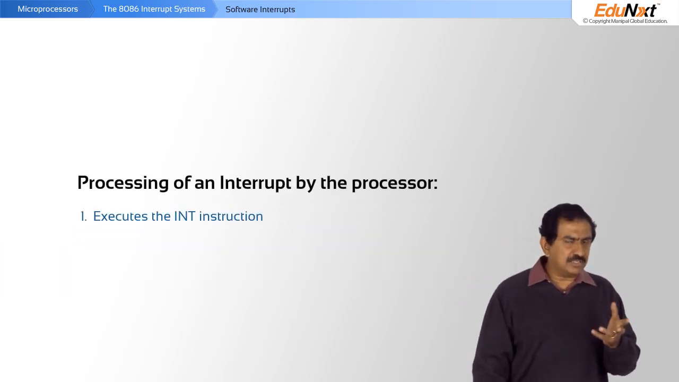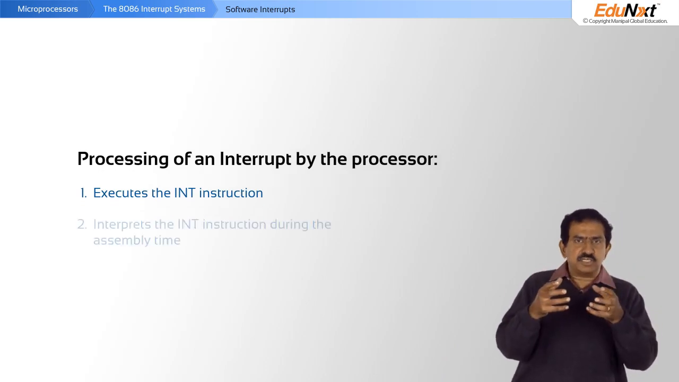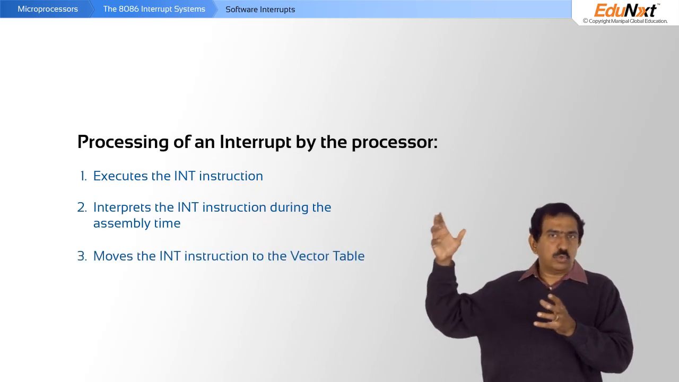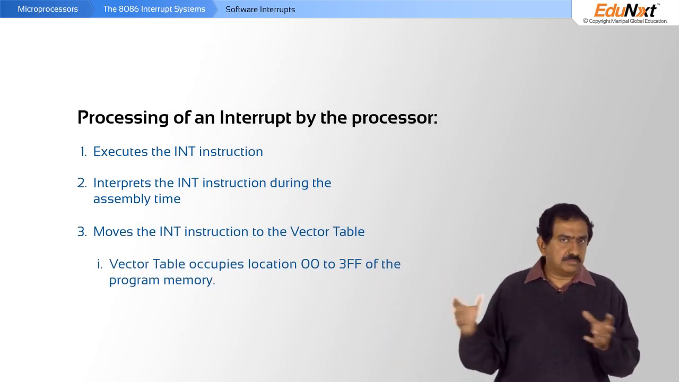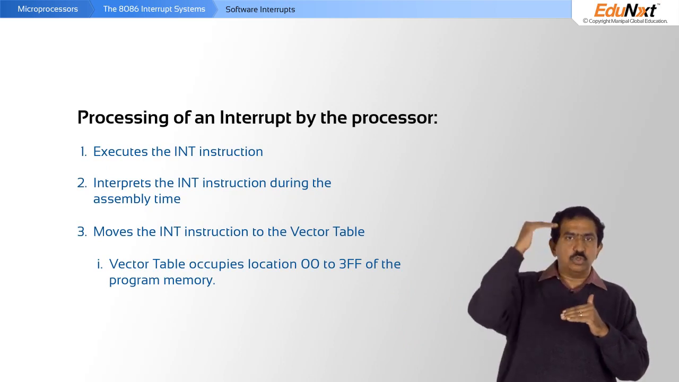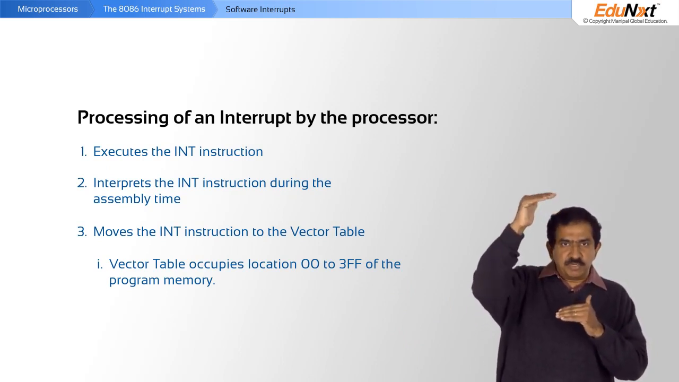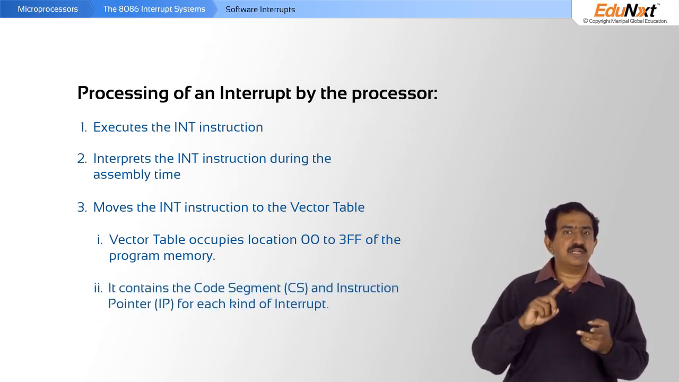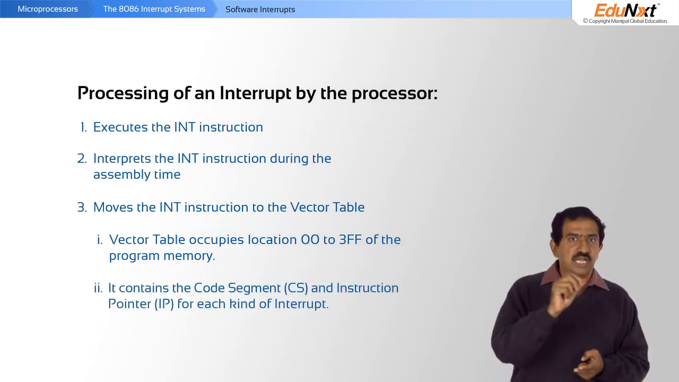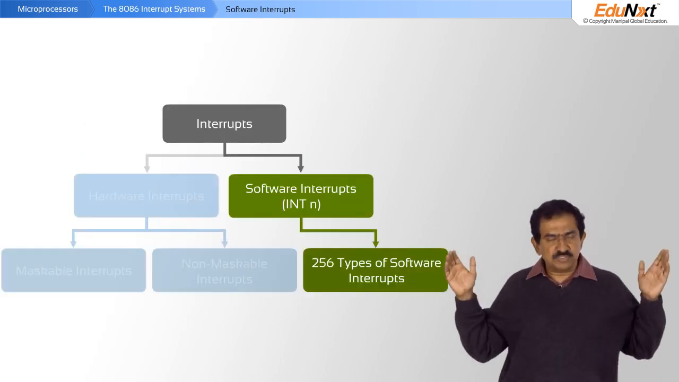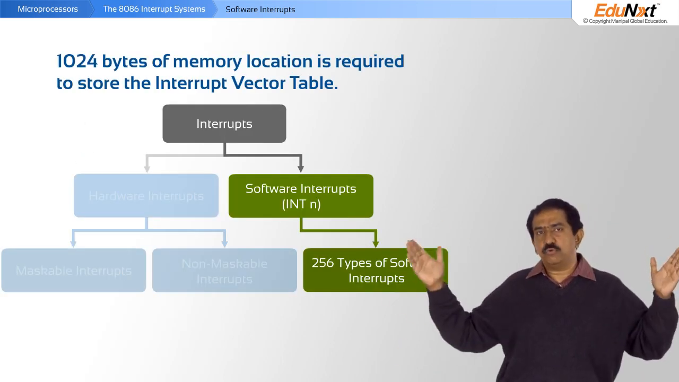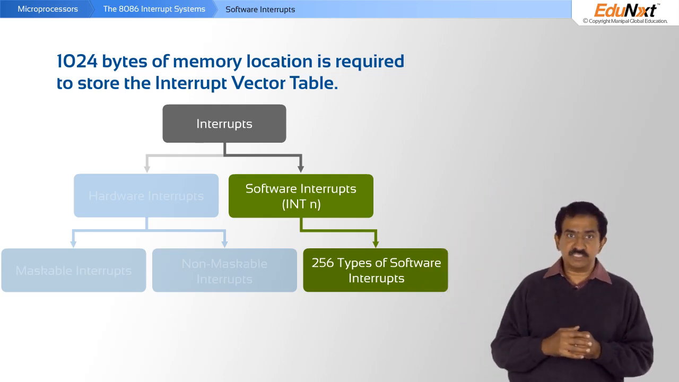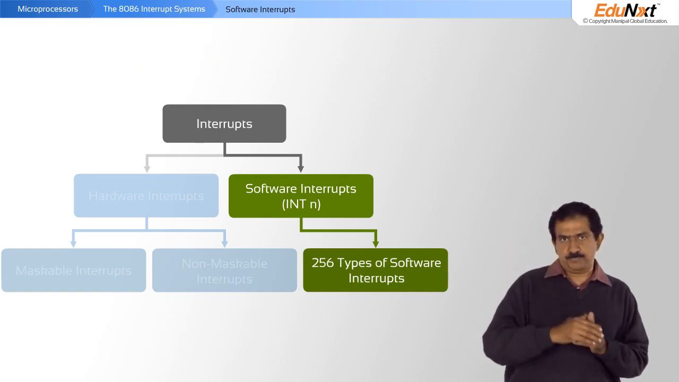When the processor executes this, the INT instruction jumps to what's called an interrupt vector table. The interrupt vector table occupies locations 00 to 3FF of the program memory. The interrupt vector table contains the code segment and instruction pointer for each kind of interrupt. We said there are 256 kinds of interrupts, therefore you must have 1024 bytes of memory to store the interrupt vector table. That's why 000 to 3FF.